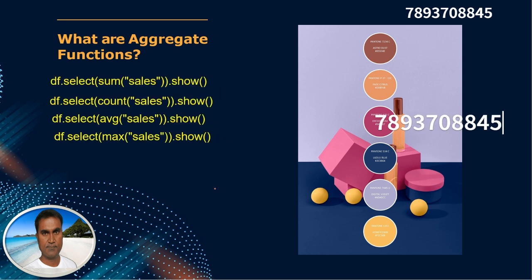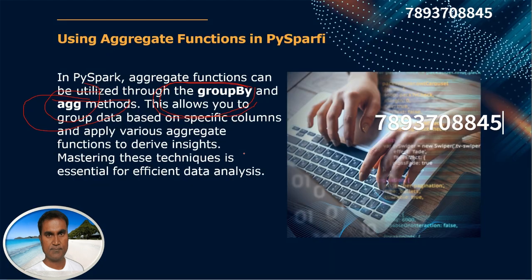Next, we will see some examples where we use sum, count, average, max. This is the way we use aggregate functions on a data frame. These are all aggregate functions that return a single value.